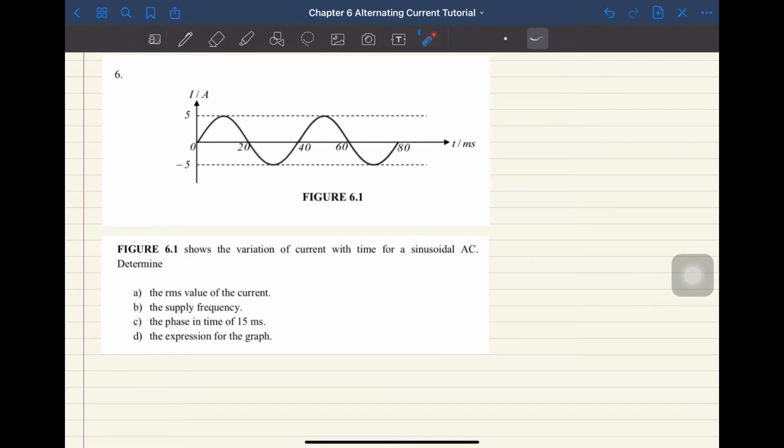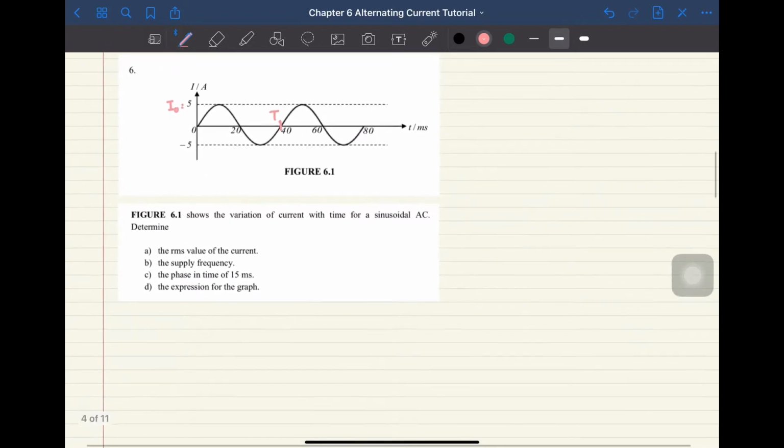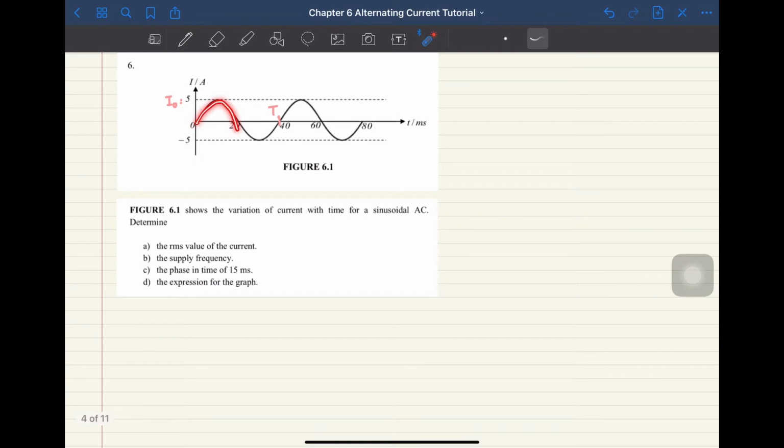So over here you can gather some of the information straightforward. You know that this one would be your period, and this one would be your I naught. If this one is V against T, that one would be V naught. But this one is still the period. So one complete cycle is one period.